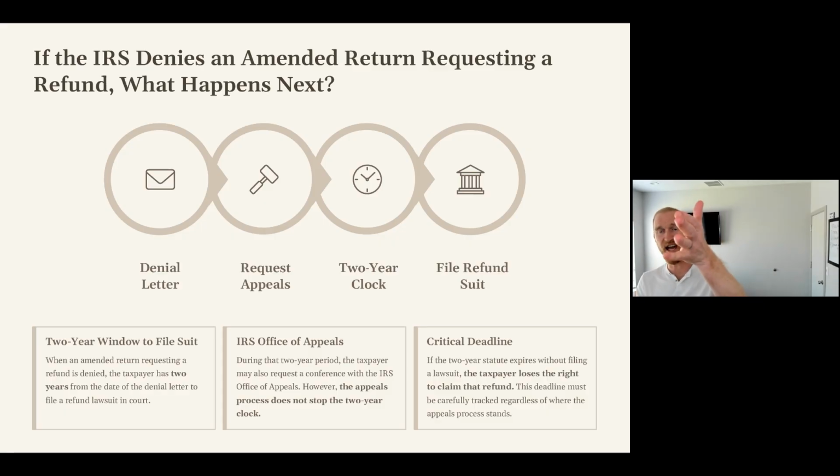So if it gets denied, there's 2 years. You can do both. They're not mutually exclusive. You can request an appeal, which you maybe ought to do. You have 2 years, and if you can't settle in appeals or that's not going well, you can take it to tax court.